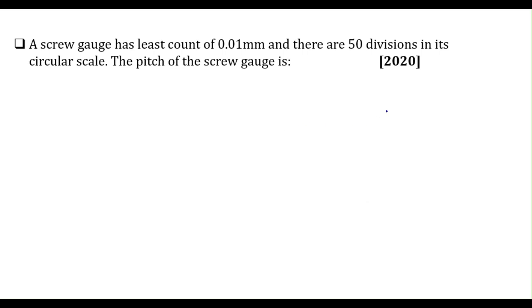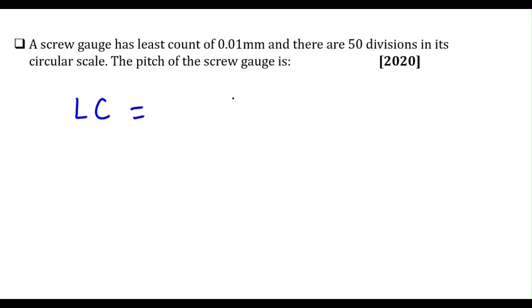The next question we have taken from the 2020 paper. A screw gauge has a least count of 0.01 millimeter, and then we have 50 divisions on the circular scale of that screw gauge. We have to find out the pitch. Actually, we have one formula here. Soon we are going to discuss how it comes.